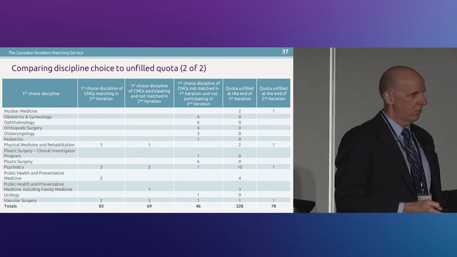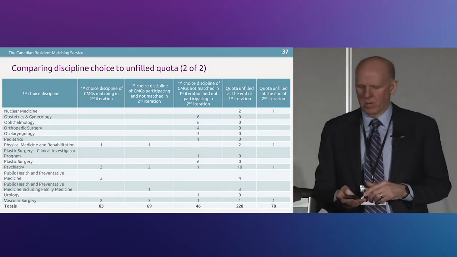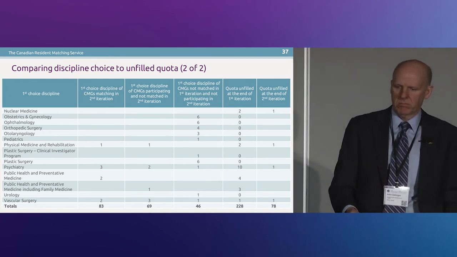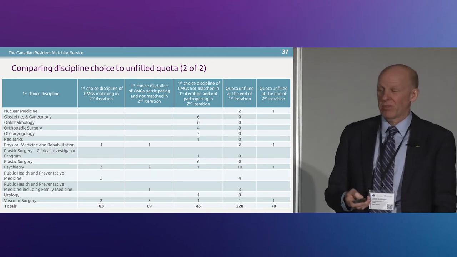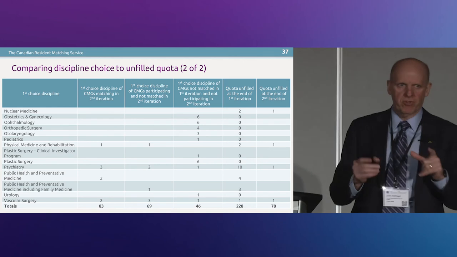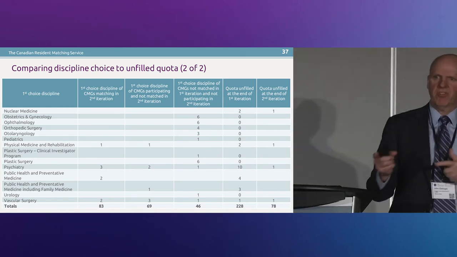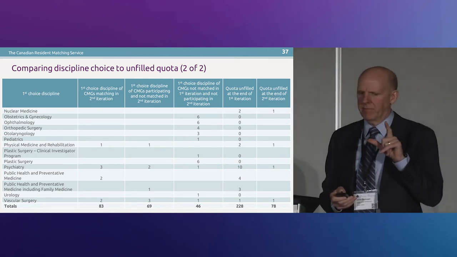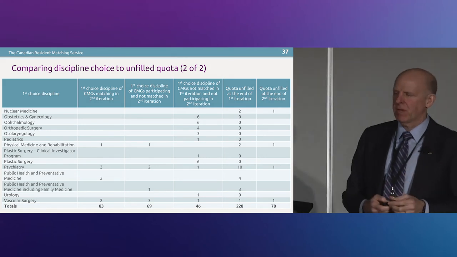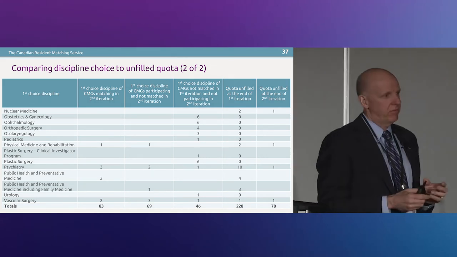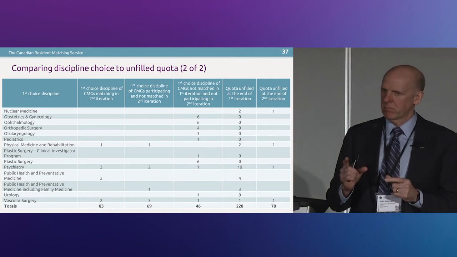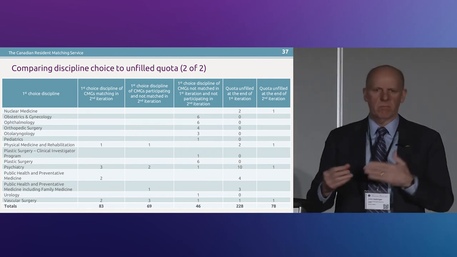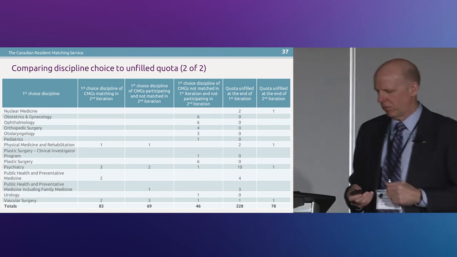And just a couple of things to comment on here: of the 46 who did not participate, 39 had a first choice discipline in first iteration that had no positions in second iteration. So that's just one piece of information. And then of the 83 who matched, 33% of that group ranked one discipline. And of the people who didn't match, 48% ranked one discipline. So that is another bit of a distinguisher, if you will, of those two cohorts.